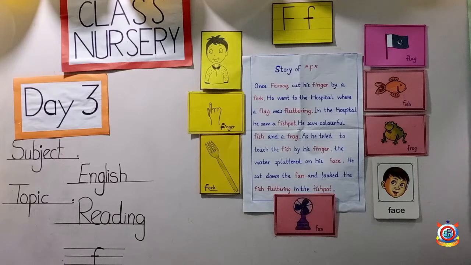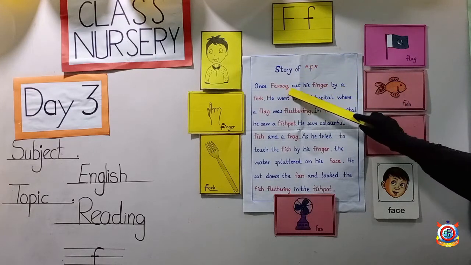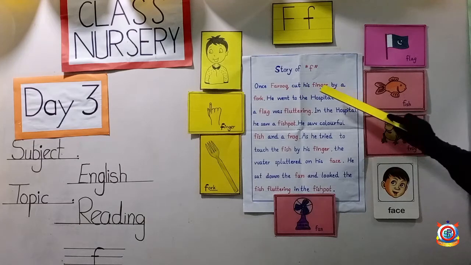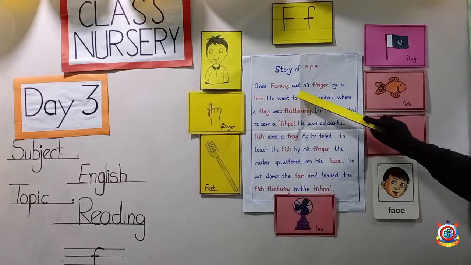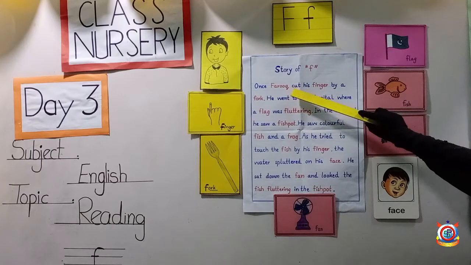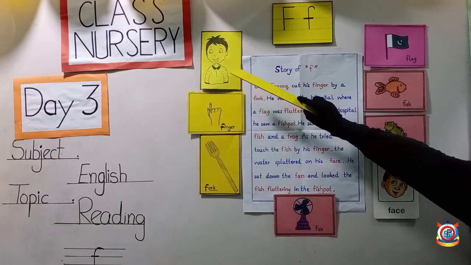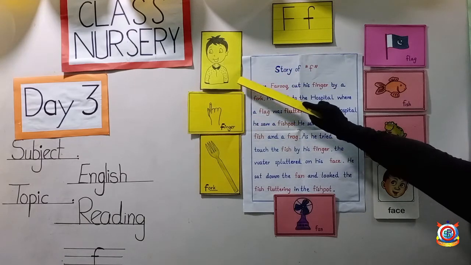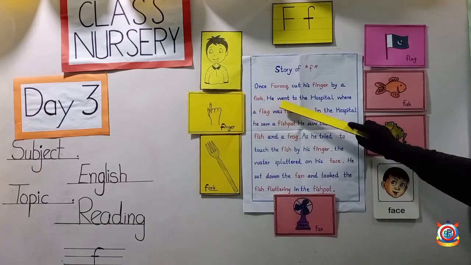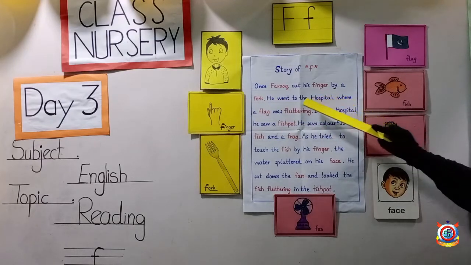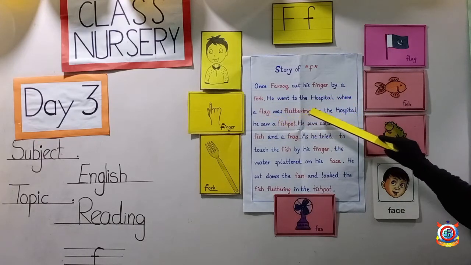Okay, do you like the story? Now we will repeat once again, but this time I will ask the questions. Okay, be careful. Once Farooq cut his finger by a fork. Who cut his finger? Yes, Farooq cut his finger. He went to the hospital where a flag was fluttering.